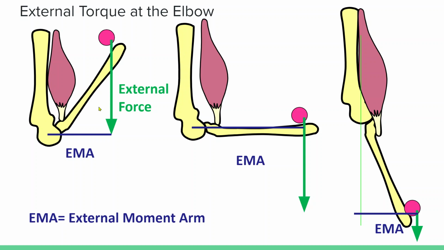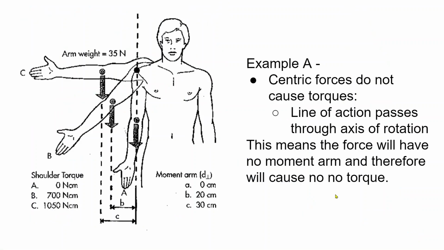The thing to note is your external force in all of these three conditions, right? So this is when your elbow is flexed, the center is when your elbow is extended to 90 degrees, and the right image is when your elbow is extended more. The external force is the same in all of these three positions because the dumbbell has not changed weight. However, the EMA, or your external moment arm, has changed length. So the external torque is actually greatest in the center image, not because the external force has changed, but because the external moment arm has increased.